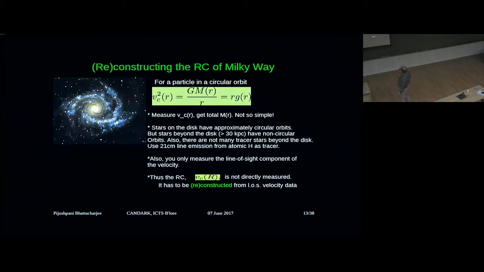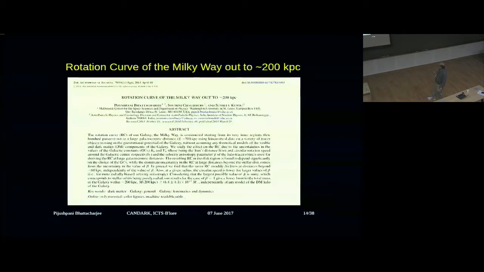Now, some 3-4 years ago, not being trained as an astronomer, I decided, because we were getting fed up with only seeing the rotation curve up to about 30 kiloparsec, maybe 40 kiloparsec, I just wanted to learn how people reconstruct the rotation curve. And in that process, together with my students, we were successful in extending the rotation curve all the way out to about 200 kiloparsec by using various kinds of tracers in the galaxy.